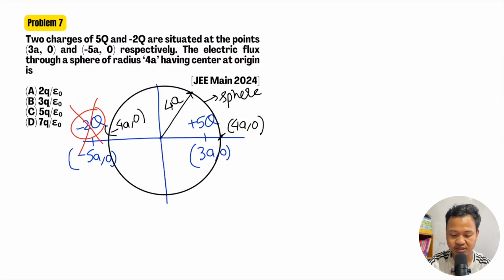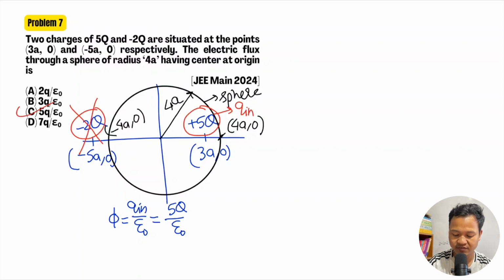Okay, the charge outside just passes through. So you will consider only the charge that is inside. That means this is your q in. By Gauss law, flux is equal to q in divided by epsilon naught. Q in is 5q divided by epsilon naught. The answer is 5q by epsilon naught.